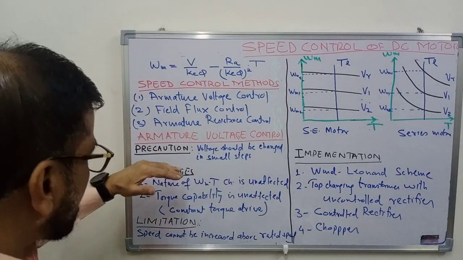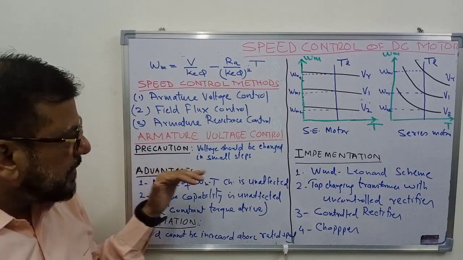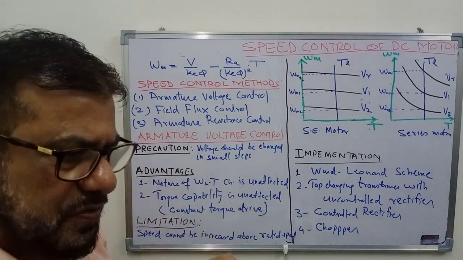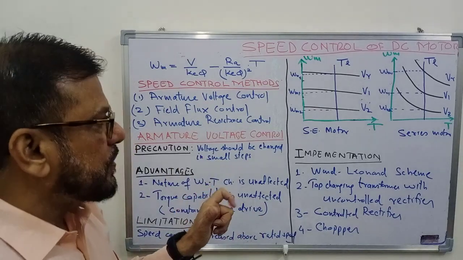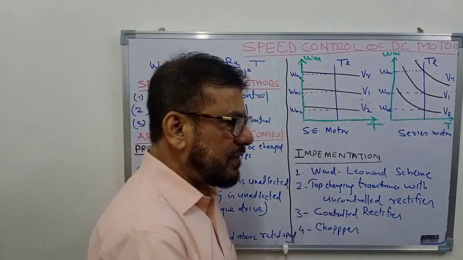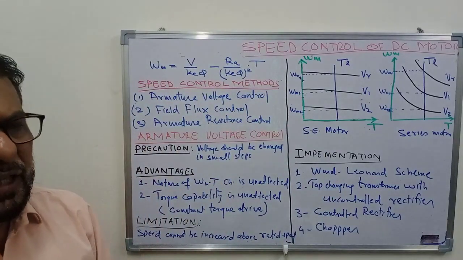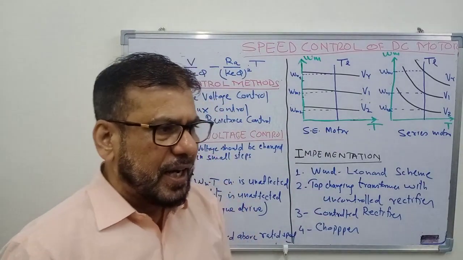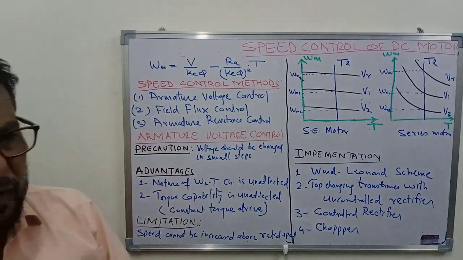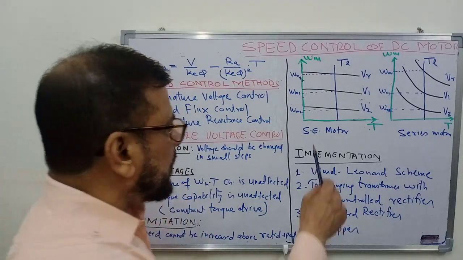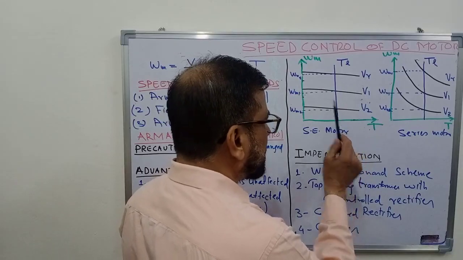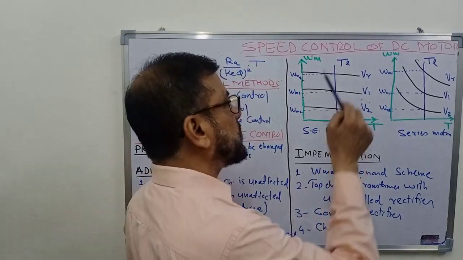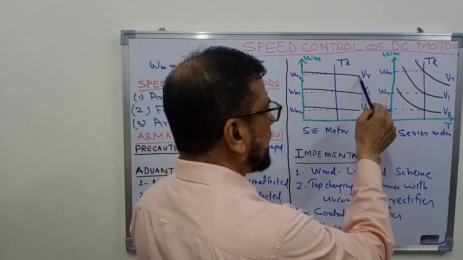Now one precaution you have to take here is that voltage should be changed only in small steps, or it should be changed very gradually. Otherwise the current that the motor will draw in the transient will be very high, and that may damage the commutator brush segments. So suppose this is the voltage V2 and you are operating here, and suddenly you increase the voltage from V2 to VR in a large step. Then what will happen?